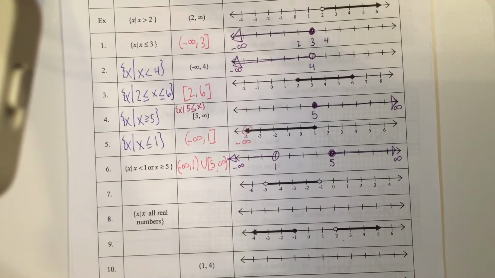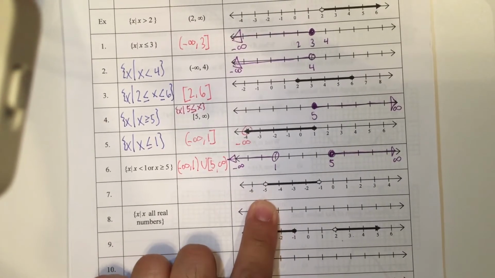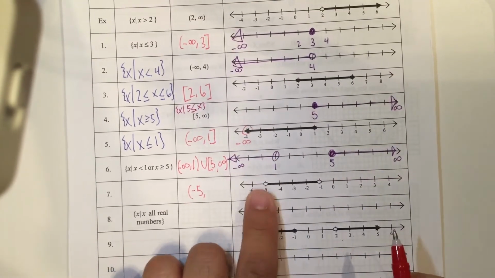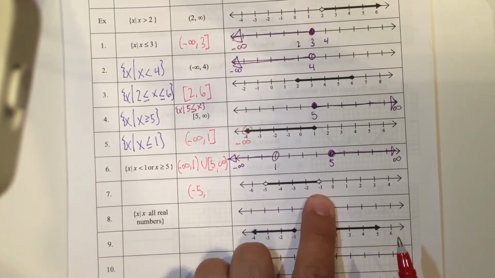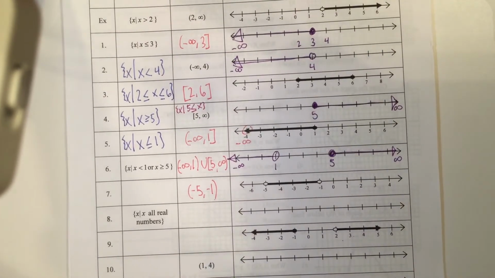All right, for number 7. So once again, start from the left. I see an open circle at negative 5. And hopefully by now you know that's a parentheses. And as I continue on, I have another open circle at negative 1, which is a parentheses again. And then that's it, nothing else.